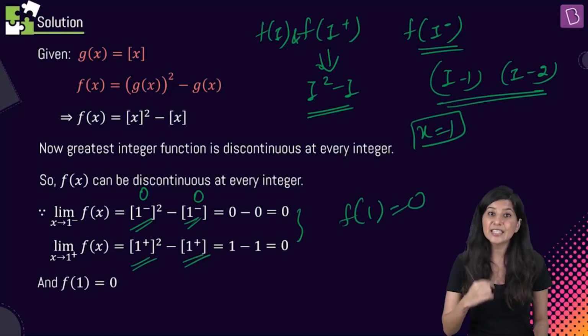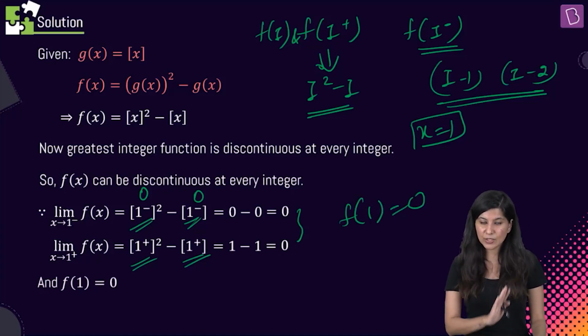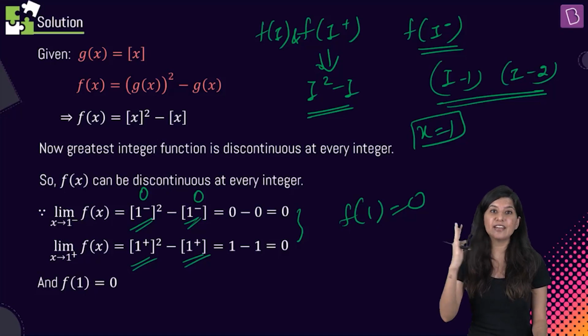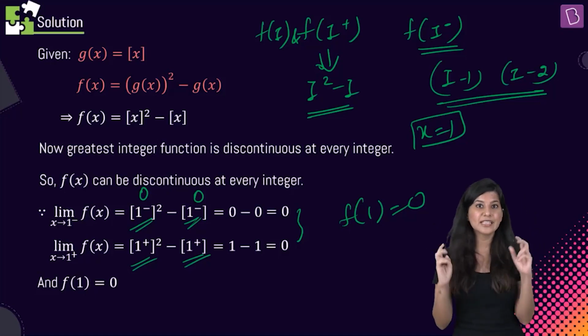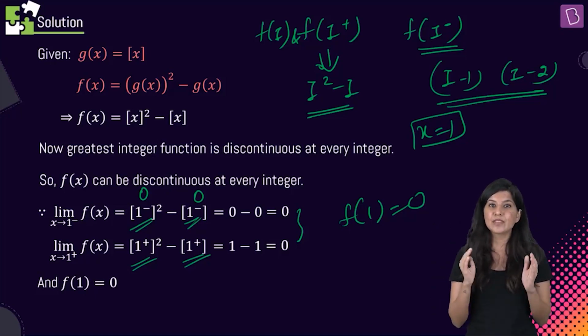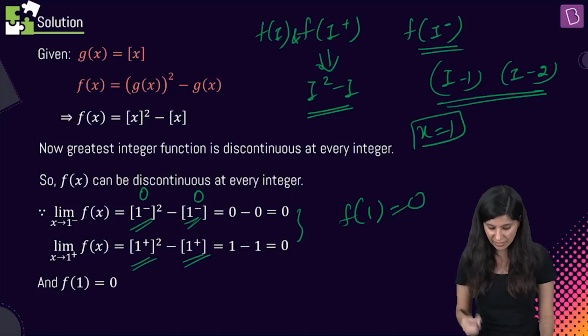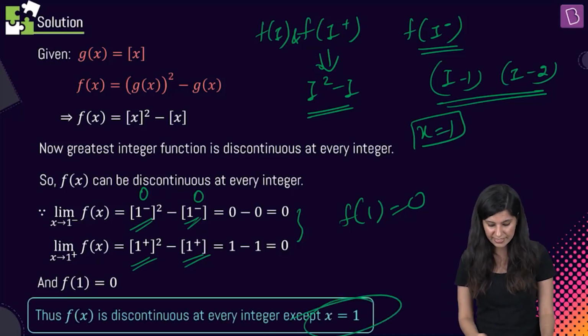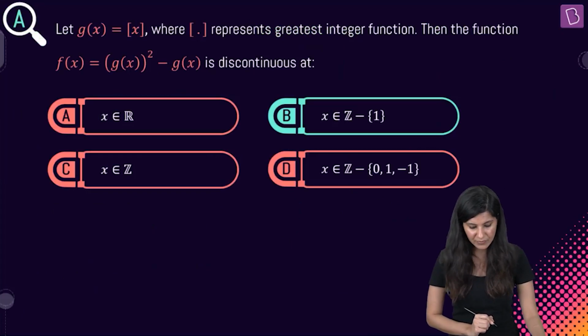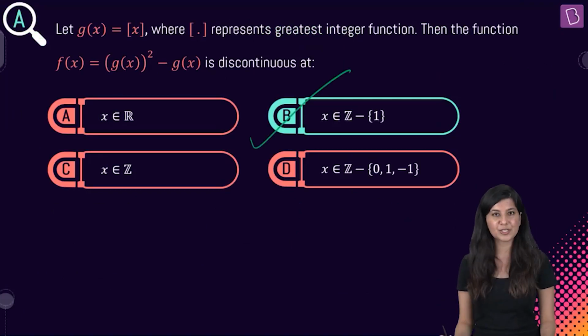So LHL, RHL and f of 1 all are 0. So this function is continuous at x equal to 1, but discontinuous at every integer. So overall, the final statement is the function is discontinuous at every integer except x equal to 1. So here the answer would be clearly option B. Got it?